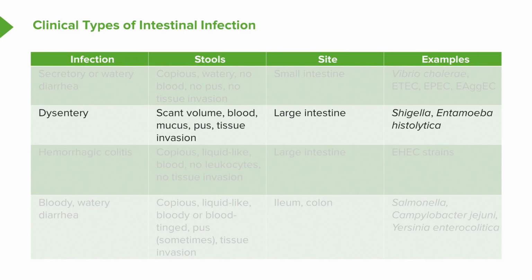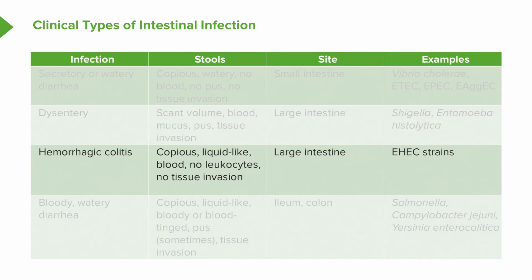Dysentery, there's much less volume, and there's also blood, mucus, pus in the diarrhea, and these bacteria can invade and move beyond the initial site. This is typically in the large intestine, and this can be caused by Shigella. There are also parasites that can cause this infection, and if you're interested, we can talk about that in the parasite lecture. We have hemorrhagic colitis caused by EHEC strains of E. coli. Again, copious liquid-like diarrhea, but this has blood in it, although there are no cells, no tissue invasion. This happens in the large intestine.